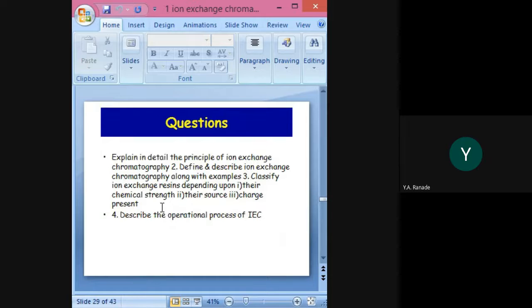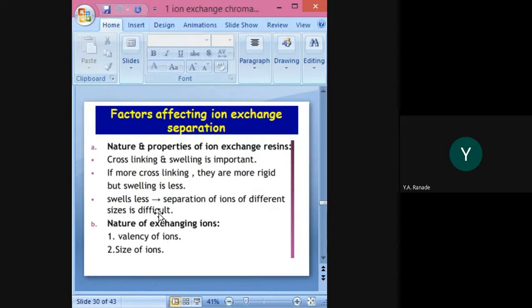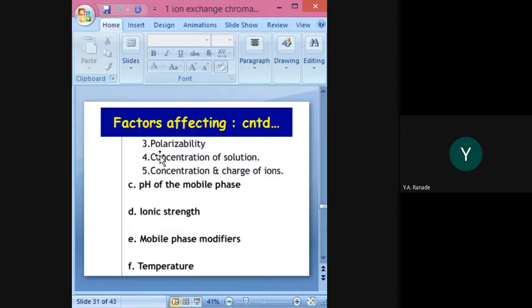So this is the way ion exchange chromatography is considered. Then we have also discussed the factors affecting ion exchange separation, that is, the nature and properties of the ion exchange resin. That is very important. Then the nature of the exchanging ion is important because valency is the thing with which the exchange would occur. Then the pH of the mobile phase is also important.